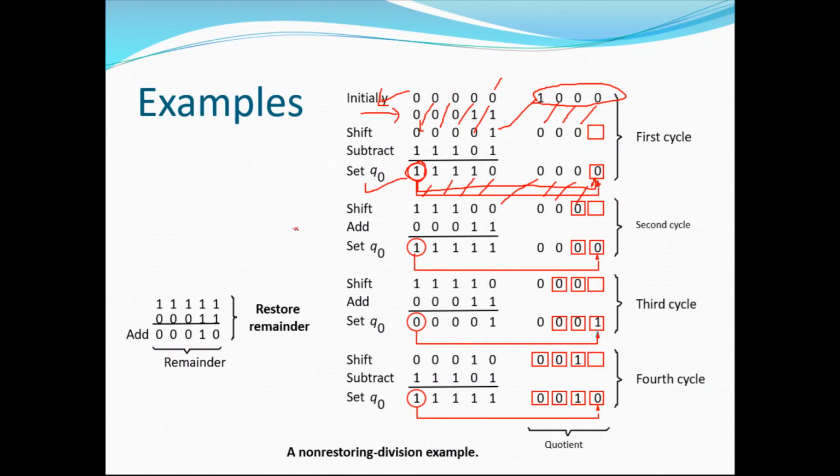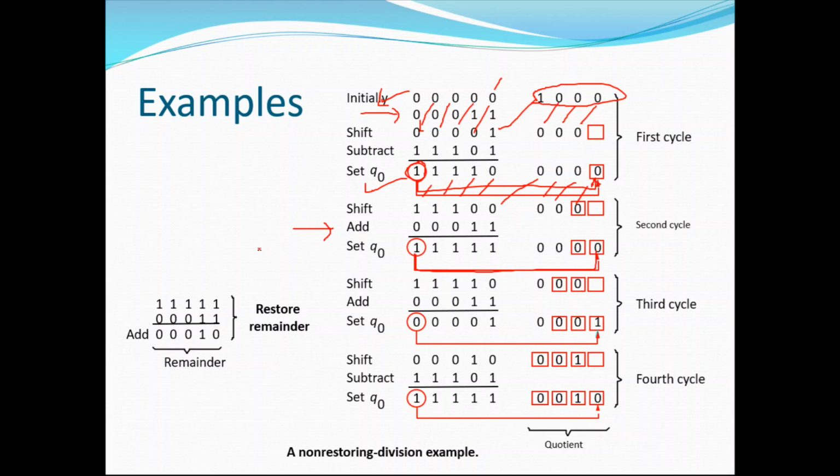And now add m. Whenever you say add, don't take 2's complement, just add m as it is. 00011. Adding bit by bit, the result has sign bit 1. So if it is 1, then replace the respective q naught with 0, okay.